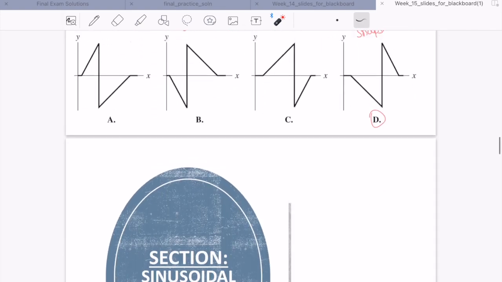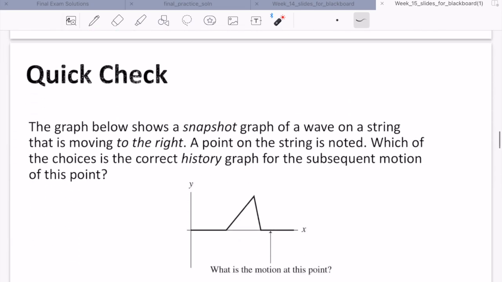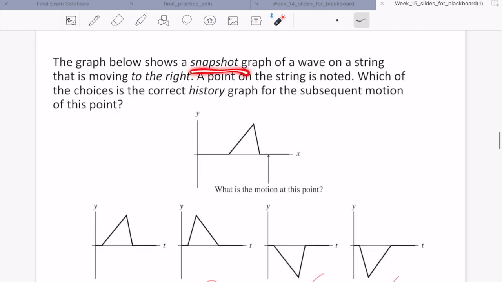This is where these two examples right here are just where it gets difficult. But this says the graph below shows a snapshot graph of a wave on a string that is moving to the right. A point on the string is noted right here. Which of these choices is the correct history graph for the subsequent motion of this point? So if this is a snapshot graph, this is just a picture that you took at a specific time interval. A snapshot graph, like I said, will show you how the wave moves at different time points.